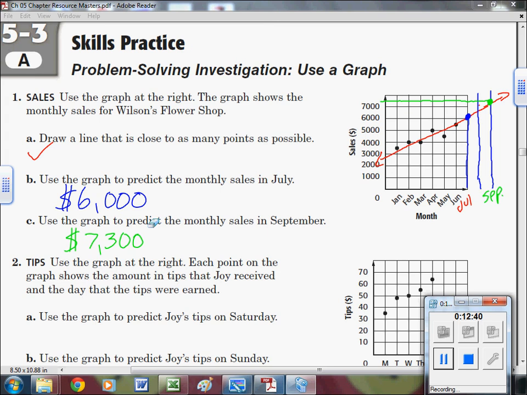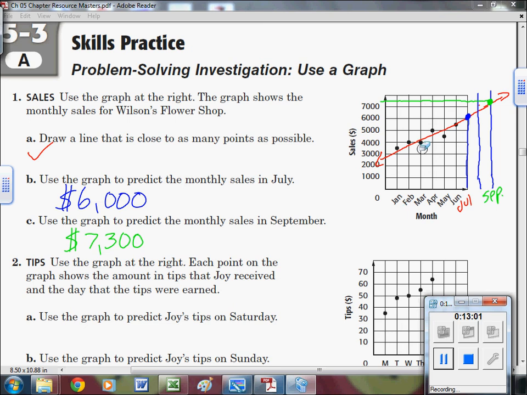So in each of these questions, they're going to ask you to do a line of best fit. They're going to ask you to answer a few questions based on your line of best fit. Sometimes it might even be finding the slope of your line of best fit. Like maybe how much are sales going up for every month. And so in this example, you could do that. You could, even though it'd be an estimation, that's okay.